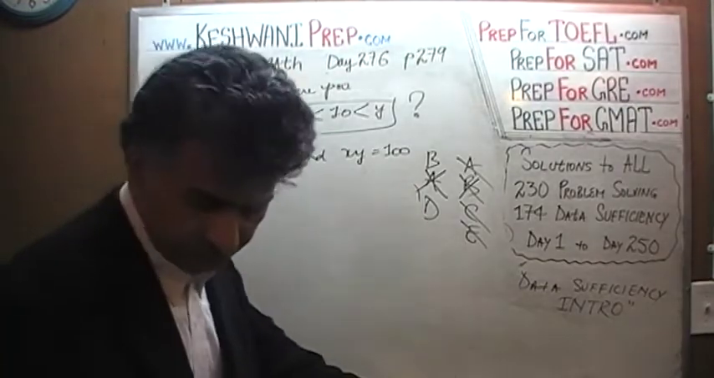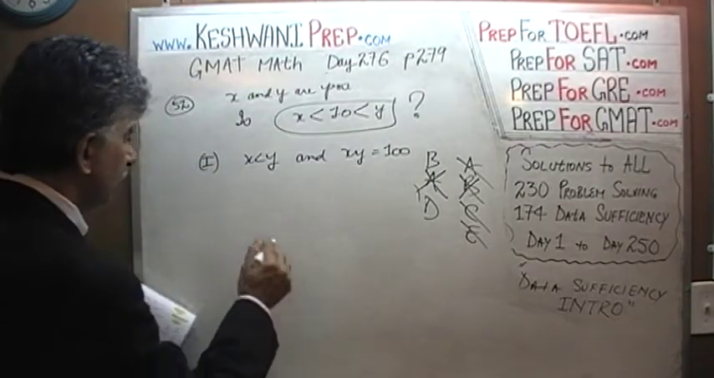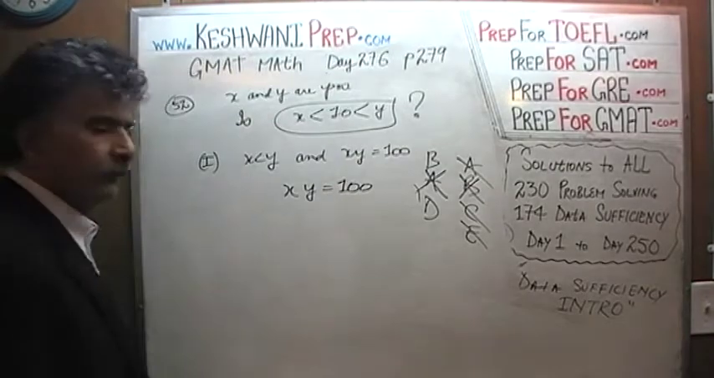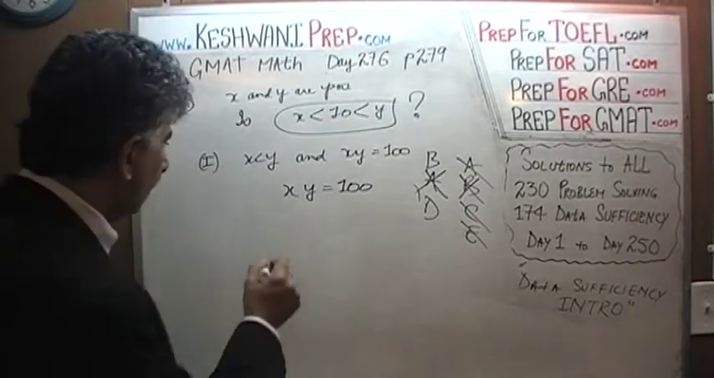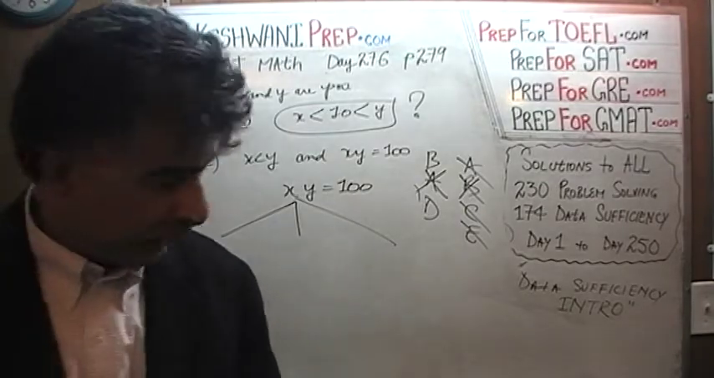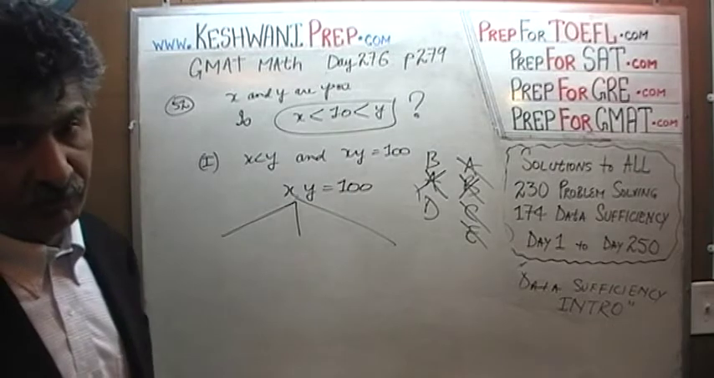Second statement is done. Now let's take the first statement, okay? You just have to analyze it logically. We are told that x times y is 100. There are only three possible scenarios where this would be true. Listen very carefully.